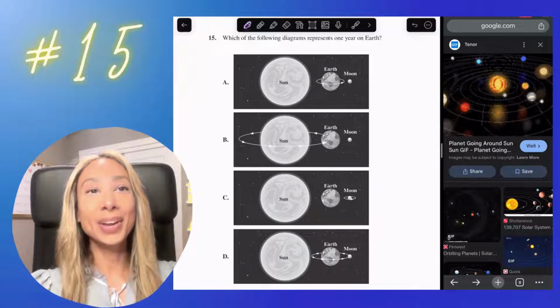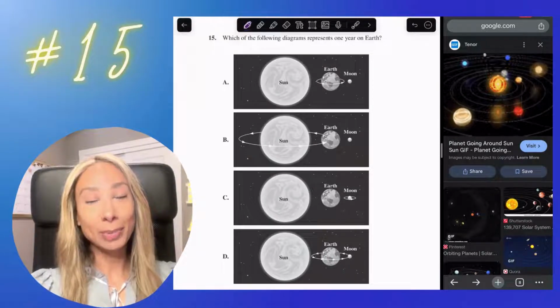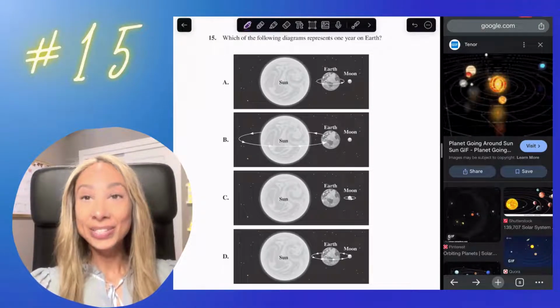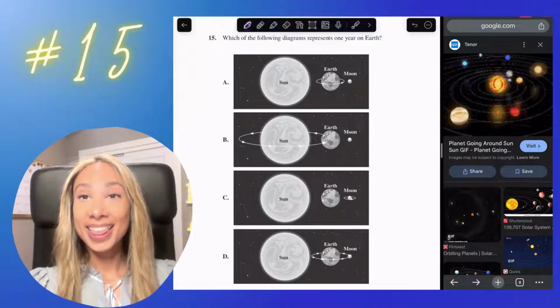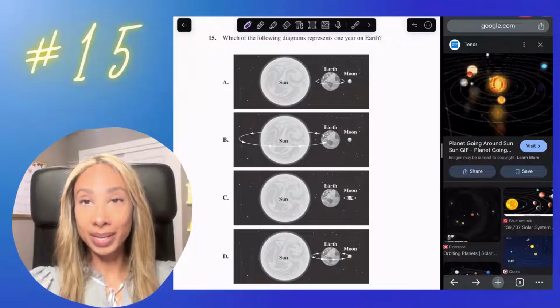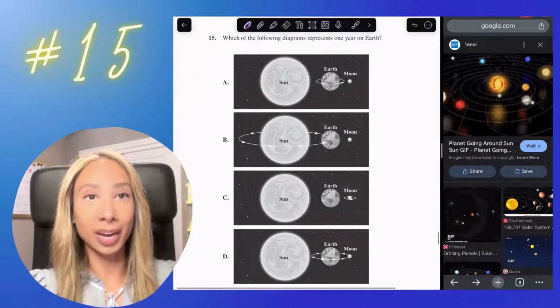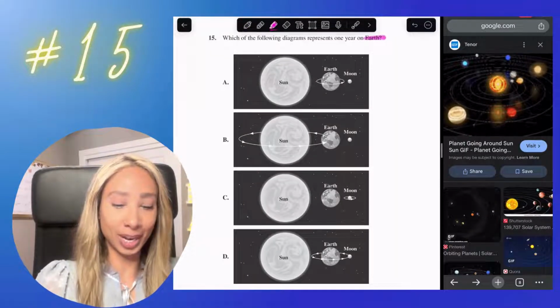Okay, number 15. Which of the following diagrams represents 1 year on Earth? So as I said before, in order for a whole year to go by, the Earth has to orbit the sun, or whatever planet we're talking about. But in this case, we happen to be talking about Earth.